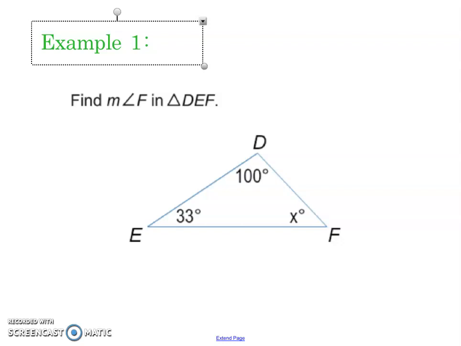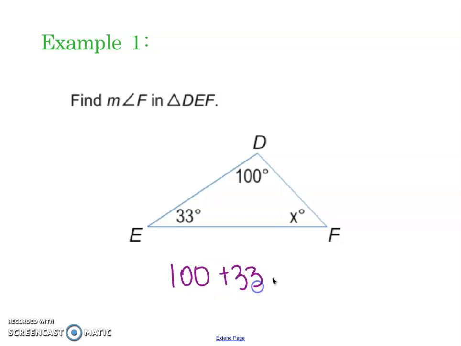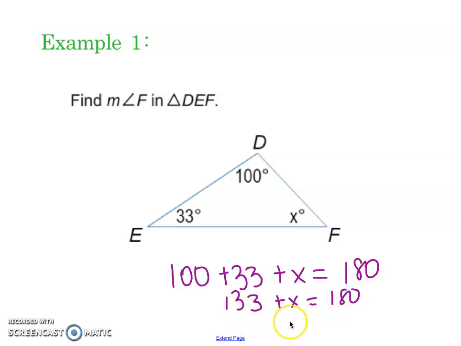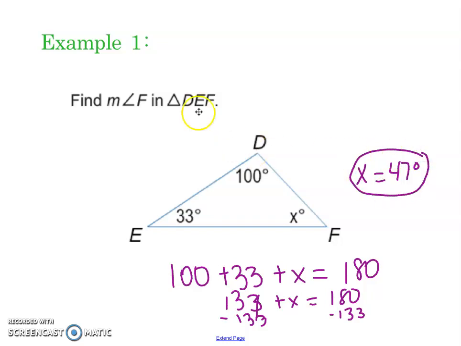So triangles have interior measures. That means the angles inside the triangle, they sum to 180 degrees. So when we want to find the missing measure, it's very easy. We can set an equation. So we have one angle that's 100, an angle that's 33 degrees, and an angle that's x. And we know the interior angles have to equal 180 degrees. So we combine our like terms, we get 133 plus x has to equal 180. And then we subtract 133 from both sides, and we get x to equal 47 degrees. So the missing measure, angle F, is 47 degrees.